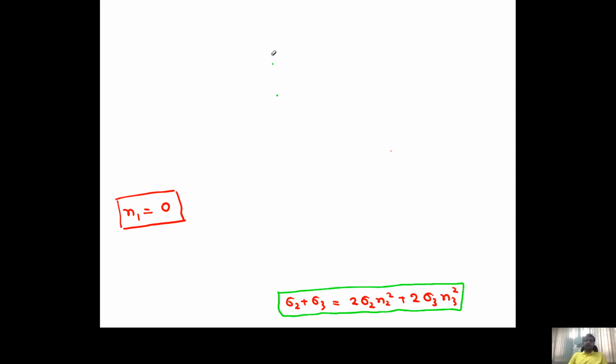So let us now look at the solution. What I'm going to do is rearrange it. So let us see sigma 2. If I take it common, I have 1 minus 2 n2 square. Similarly, if I take sigma 3 common, I have 1 minus 2 n3 square. And this is equal to 0.